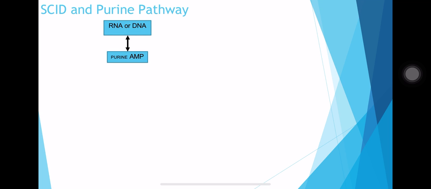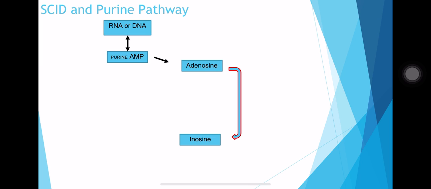So, talking about SCID and the purine pathway, we have adenosine monophosphate getting turned into adenosine and then getting deaminated into inosine. And inosine can then turn into hypoxanthine and guanine, the other purine bases, and then proceed into other parts of the pathway. But let's focus on the adenosine to inosine. This is done by the critical enzyme adenosine deaminase.